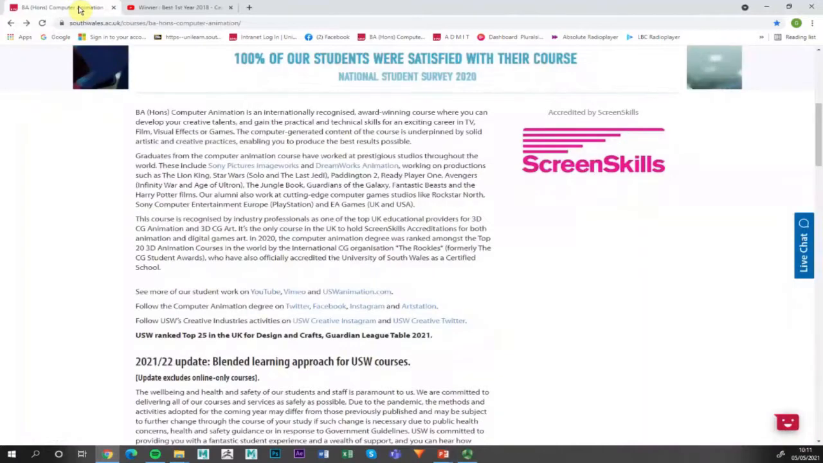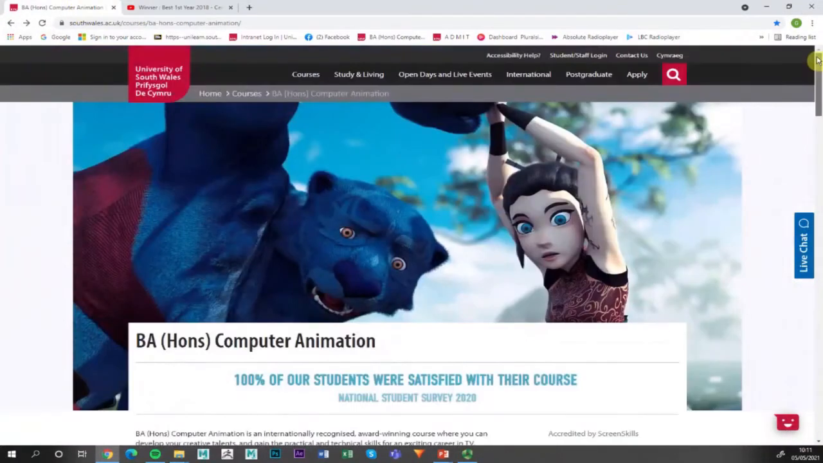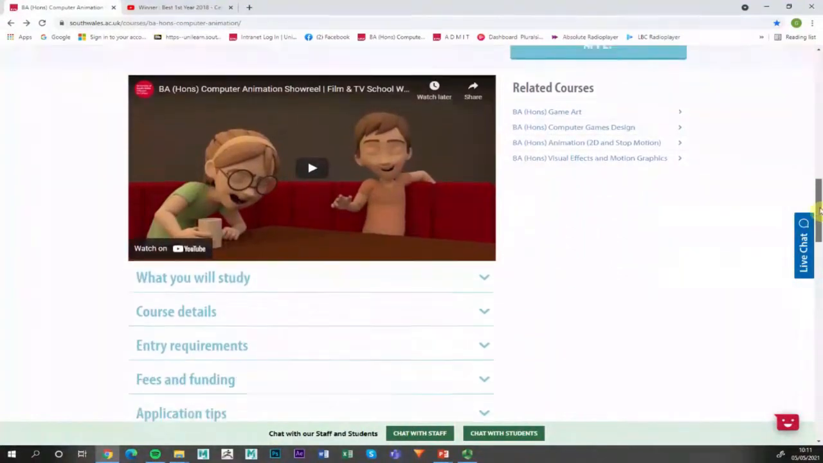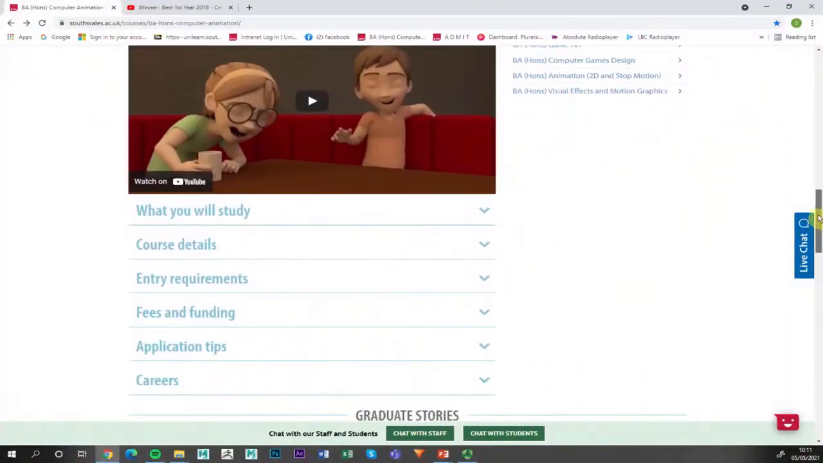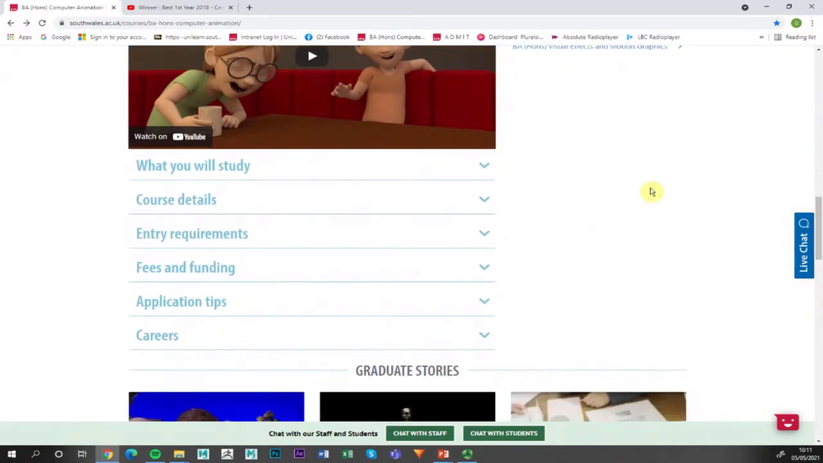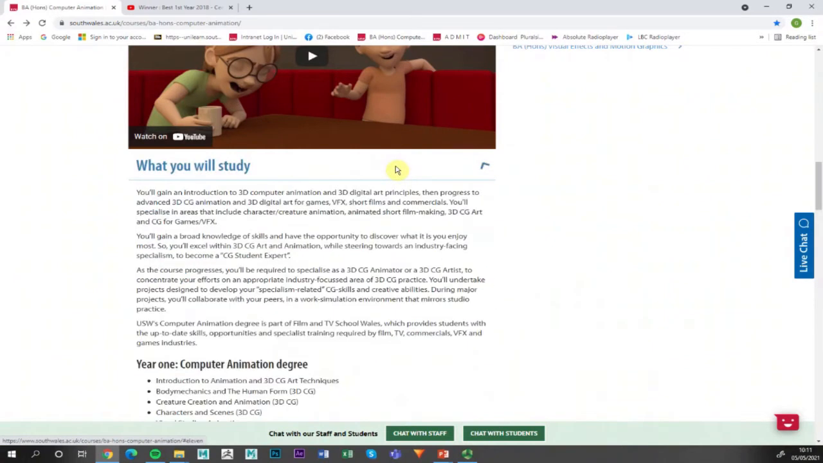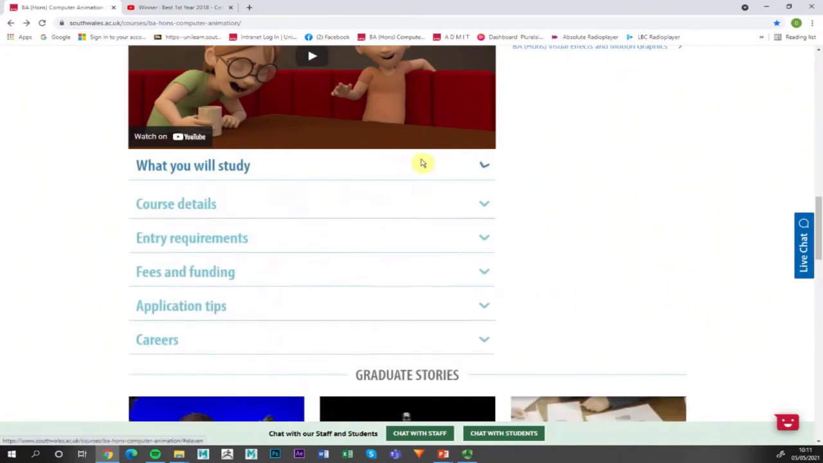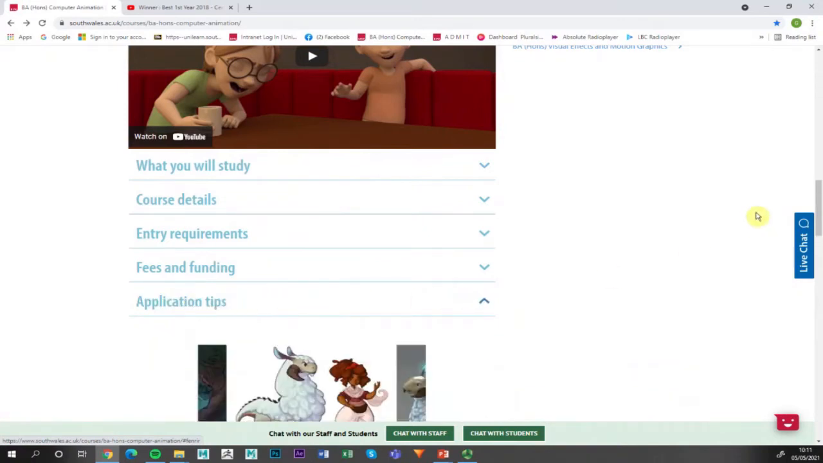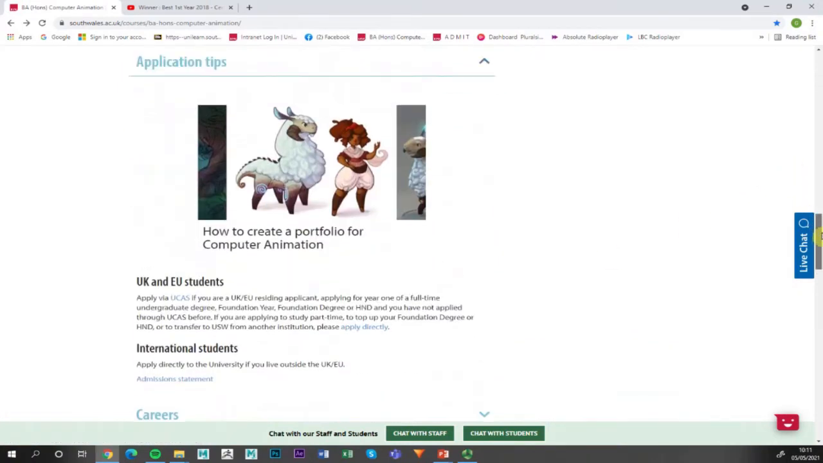Well, if I go back to the course webpage again, and I drill down a little bit, so those are examples of students who've already done some CG work looking to come to year 2 and year 3 on the course. If you're looking to join us in year 1, you can drill down through some of these things. You can open them to give you lots of details about what you study and that kind of stuff. There's one here called Application Tips, and if we open that, we'll see that image that I started with, how to create a portfolio for computer animation.